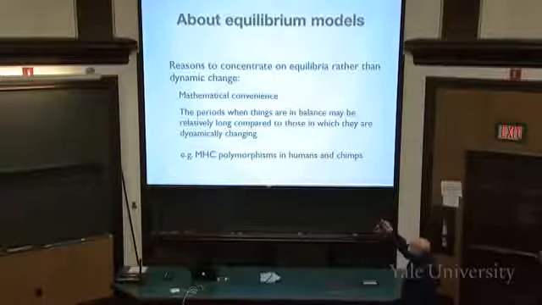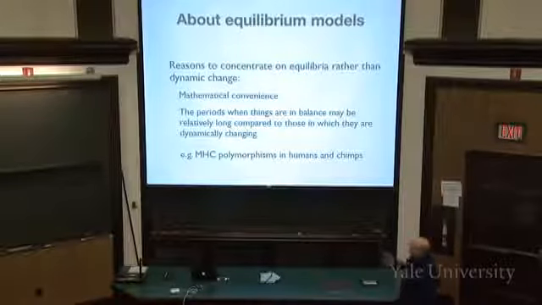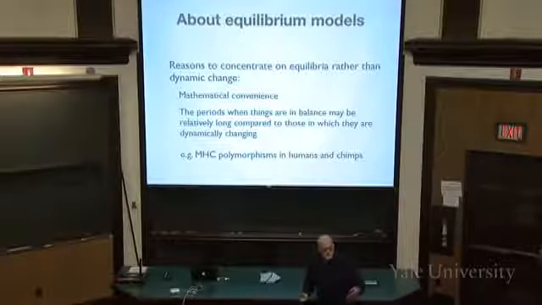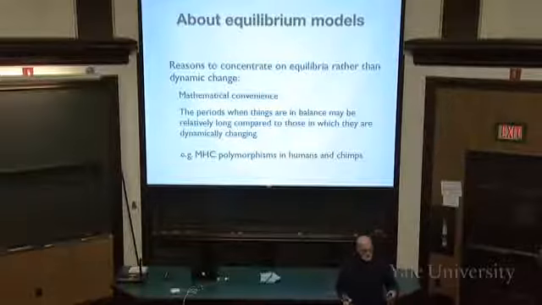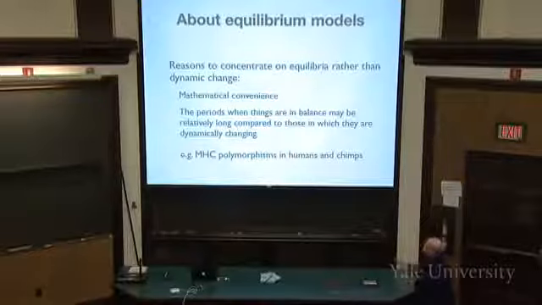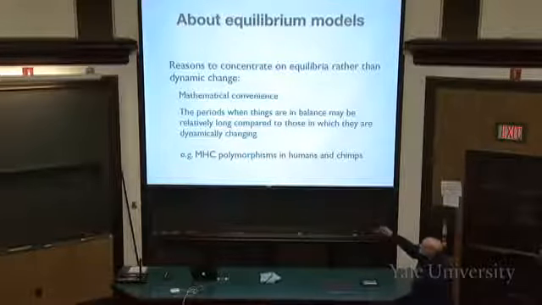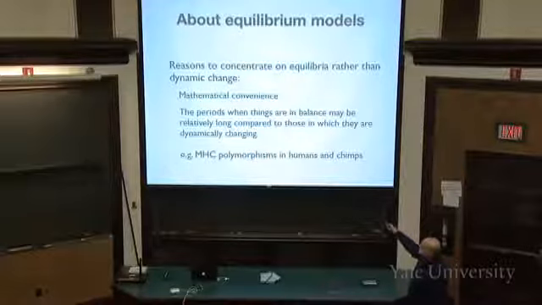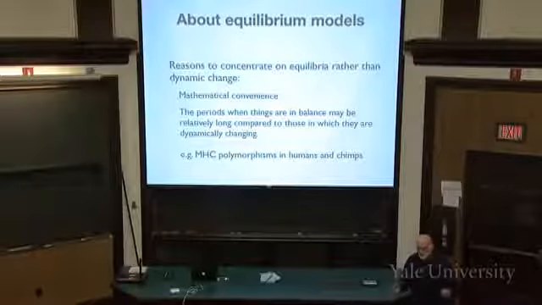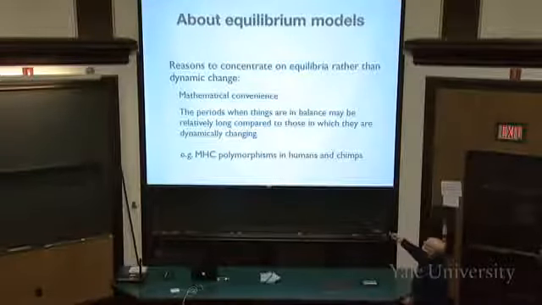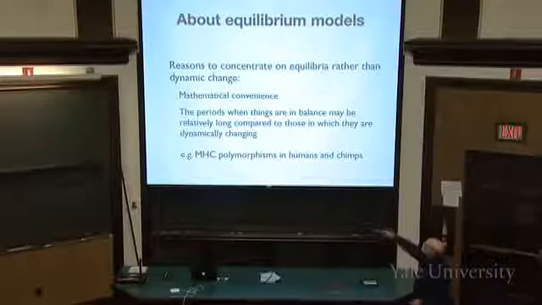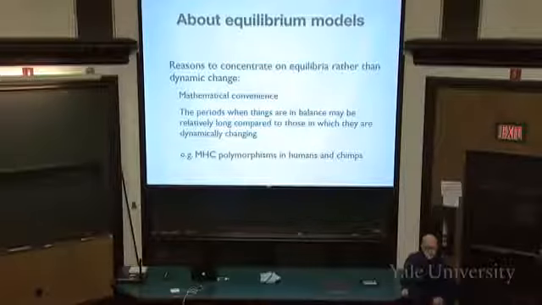In so doing, we're going to be dealing with equilibria, and really there are other ways of approaching the analysis, but the equilibrium approach is the one that allows you to do it with simple algebra rather than with complicated computer models. We do it for mathematical convenience. We do it also because the periods during which things are in balance may be pretty long compared to those in which they're dynamically changing. That does appear to be a message of evolution, but with respect to this particular question of the maintenance of genetic variation, we don't really know too much about those periods.